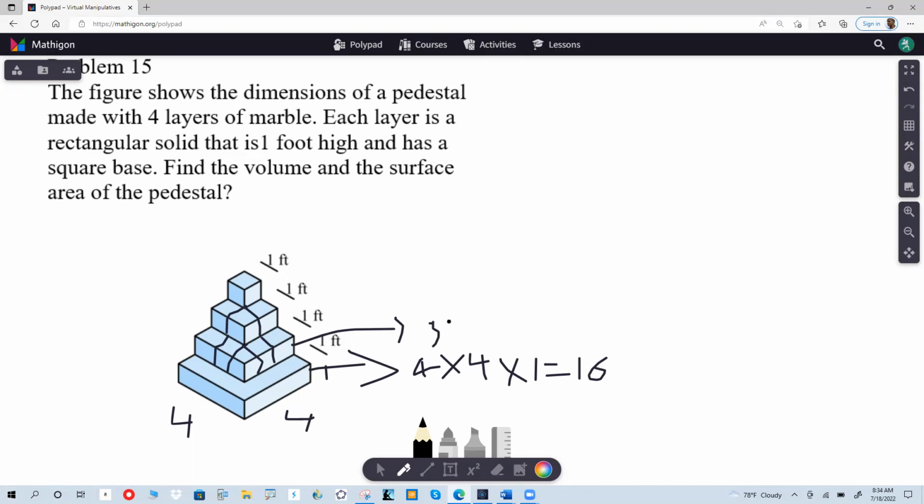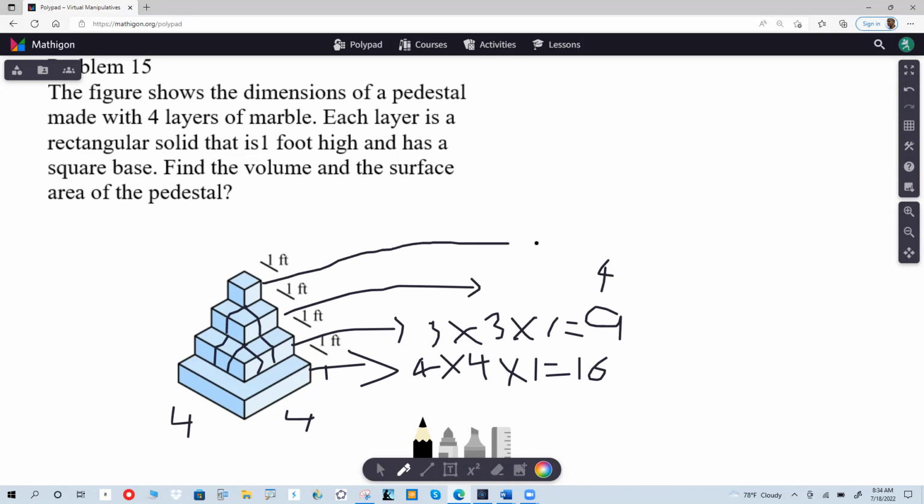Much better. 3 times 3 times 1, which is 9. And you can see the pattern. This is 2 times 2 times 1, which is 4. And the top one is 1 times 1 times 1, which is 1. If you add them all up, you're going to get 9 plus 1 is 10, 10 plus 16 is 26. You're going to get 30. So the volume is going to be 30 foot cubed. And that's our first part.